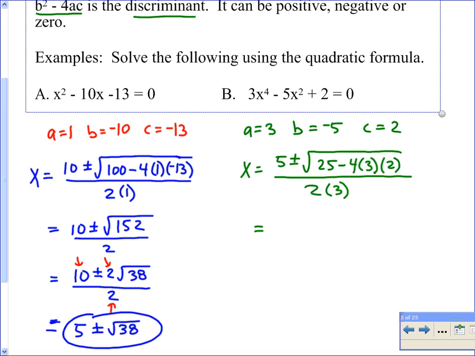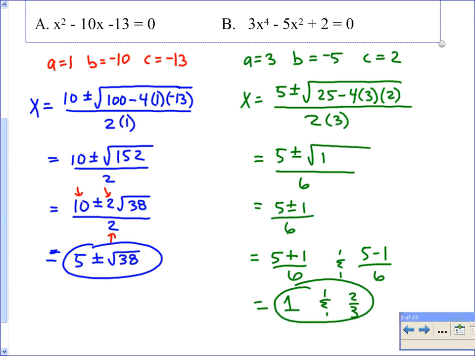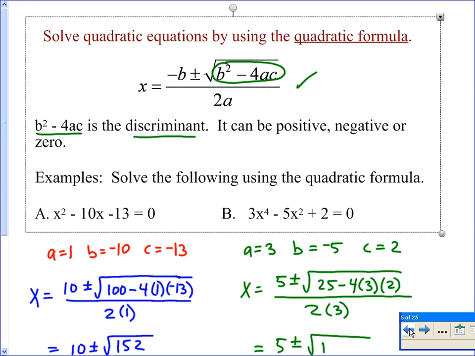And then I just simplify from here, and I get 5 plus or minus the square root, and that's going to give me the square root of 1, all over 6. So I get 5 plus or minus 1 over 6. And when I simplify that, I've got 5 plus 1 over 6, and I get 5 minus 1 over 6. So I get two solutions, 1, and I also get 4/6, which is 2/3. And those are my two solutions. So that's solving using the quadratic formula. And that's all I have for section 2.2.